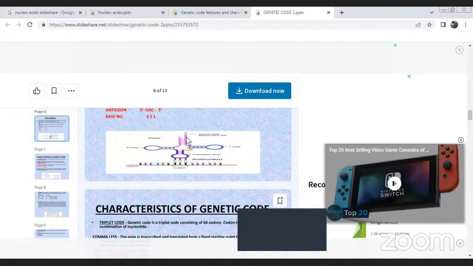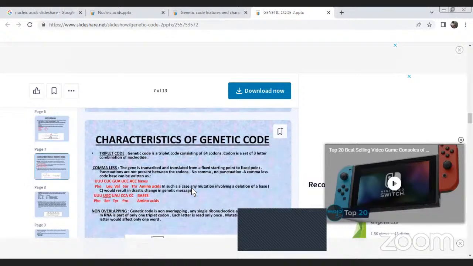These are the primary initiation codons also. This is the tRNA structure, with the 5' and 3' ends. Anticodons are located in the tRNA, 3' to 5'. What are the characteristics of the genetic code?